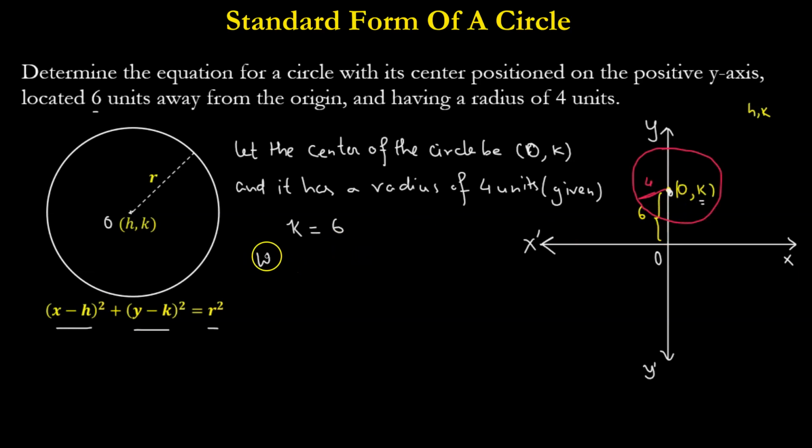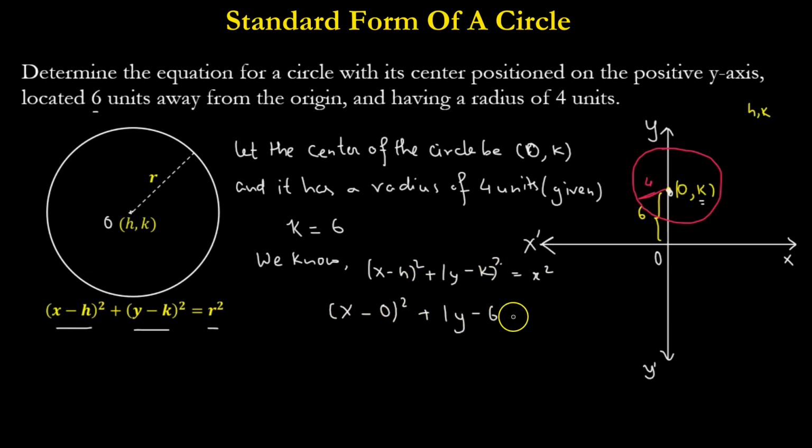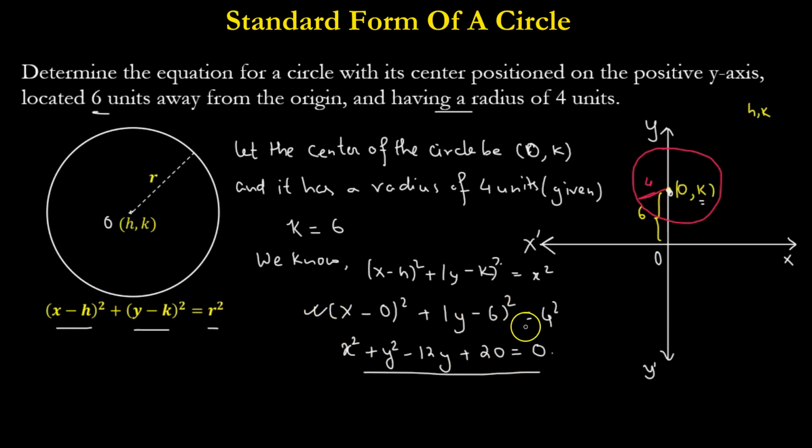Now using the standard form, we know that the standard form of a circle is x minus h whole squared plus y minus k whole squared equals the square of the radius. So we can substitute the values here. We have x minus 0 whole squared plus y minus 6 whole squared equals 4 squared. And if we further simplify it, we're going to get x squared plus y squared minus 12y plus 36 minus 16, so that will be positive 20, equals 0. So this is going to be the equation of the circle, and this is going to be the standard equation of the circle.